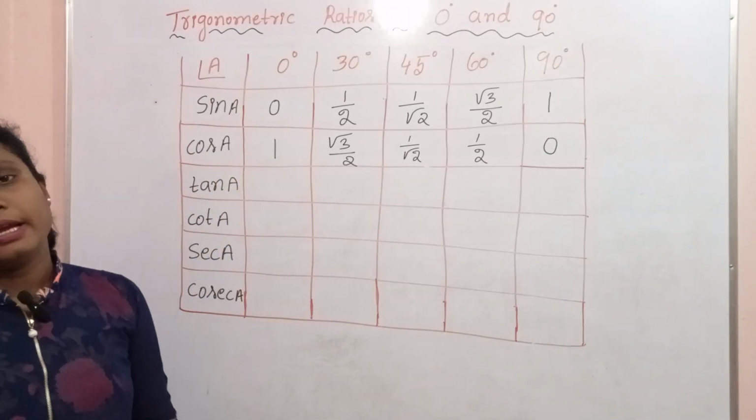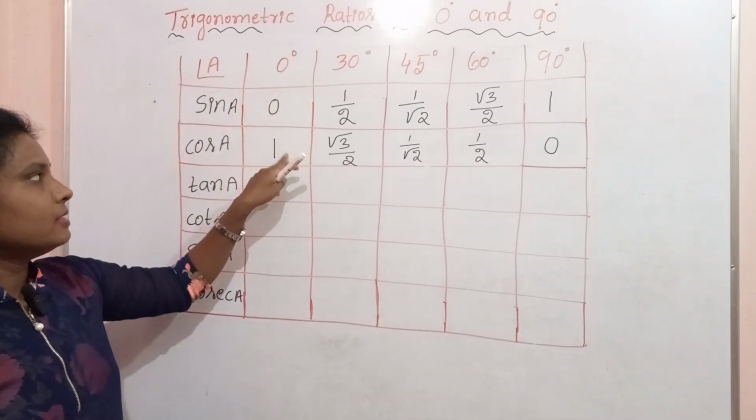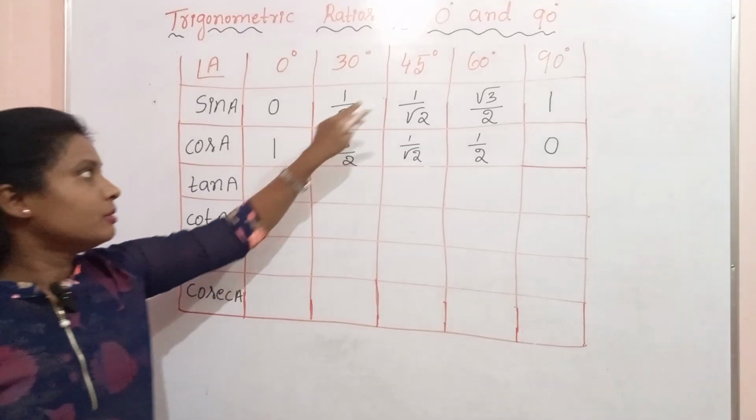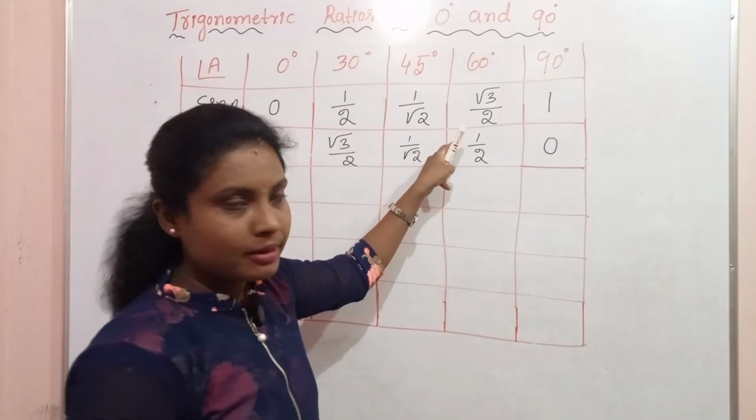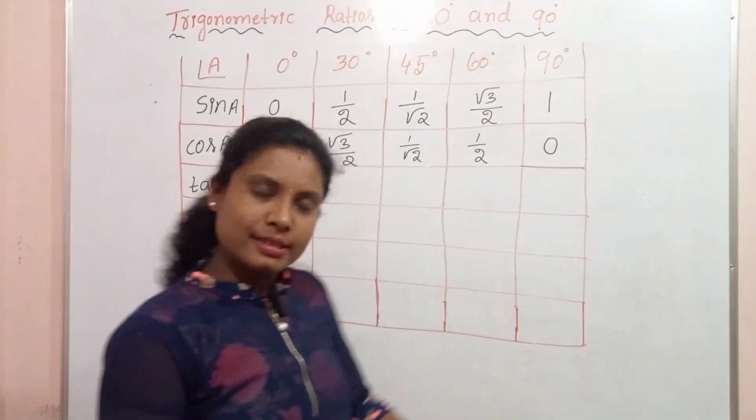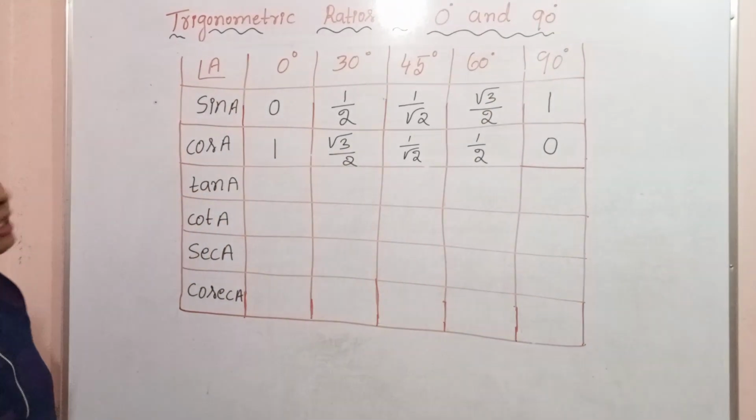That is cos A. Values: cos 0 is 1. Cos 30 degrees is root 3 by 2. Cos 45 degree is 1 by root 2. Cos 60 is 1 by 2. Cos 90 is 0. Then tan, how will you write?